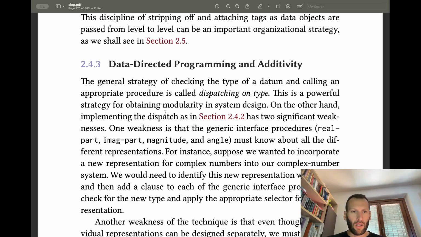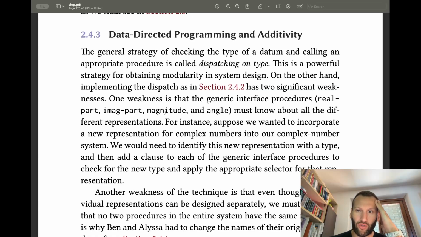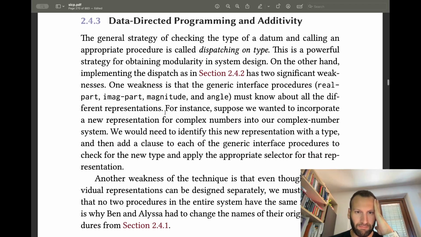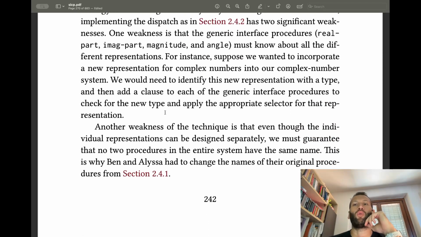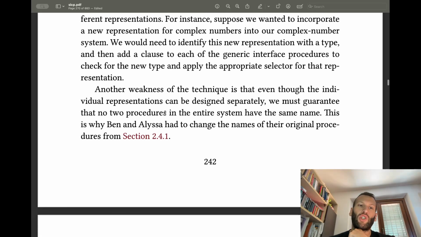On the other hand, implementing the dispatch, as in section 2.4.2, has two significant weaknesses. One weakness is that the generic interface procedures must know about the different representations. For instance, suppose we wanted to incorporate a new representation for complex numbers into our complex number system. We would need to identify this new representation with a type and then add a clause to each of the generic interface procedures to check for the new type and apply the appropriate selector for that representation.